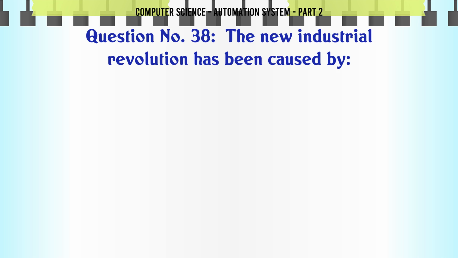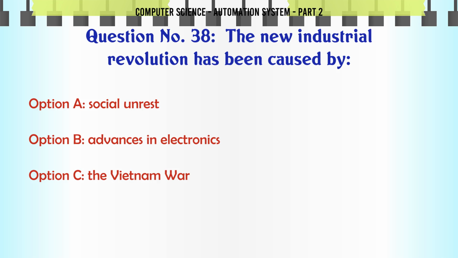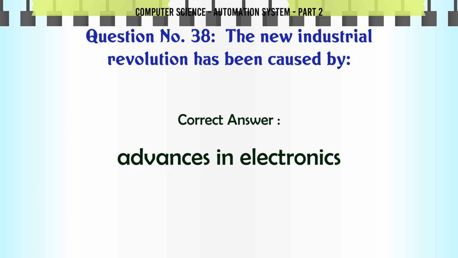The new industrial revolution has been caused by: A. Social unrest. B. Advances in electronics. C. The Vietnam War. D. Demand for higher wages. The correct answer is advances in electronics.